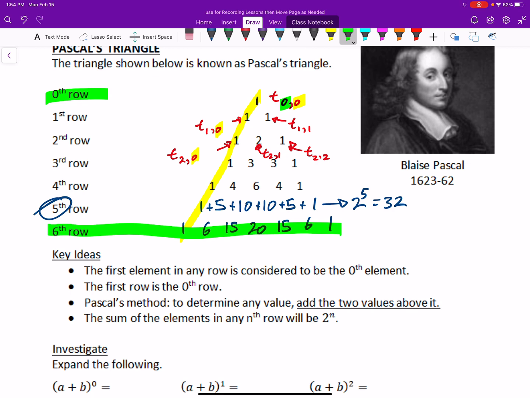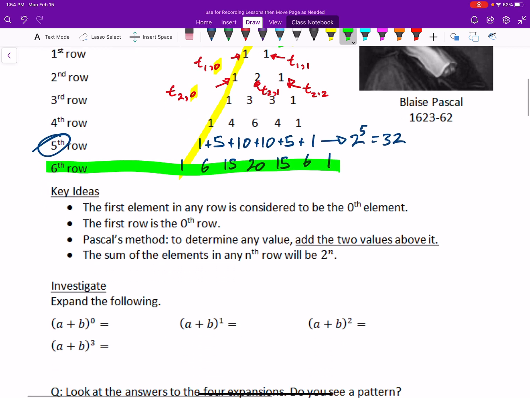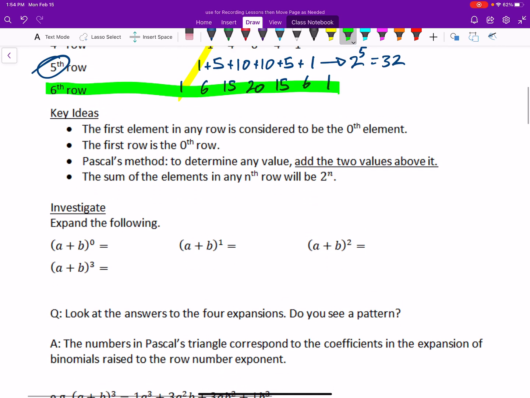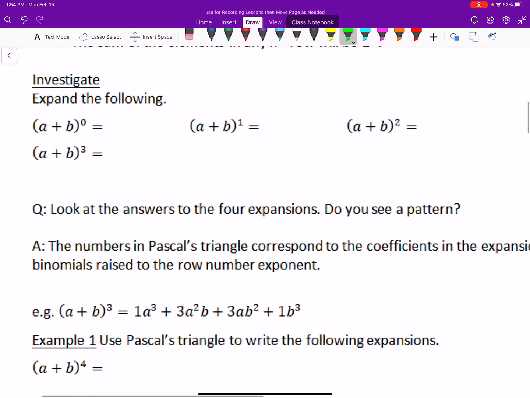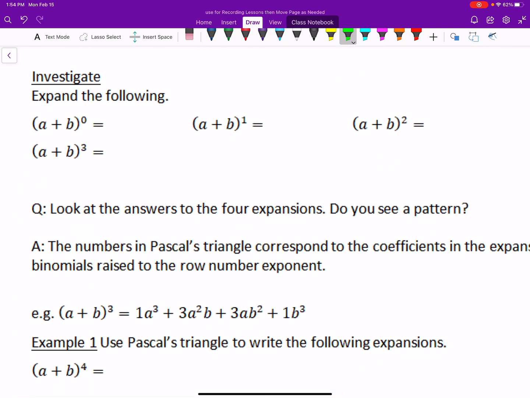So that's Pascal's triangle, just a quick and dirty overview of it. Not getting too much in depth with it, but the basics of it. The reason that we're learning about it is actually so we can use it for something called a binomial expansion. And that's the next part we're looking at here. So we're going to forget about Pascal for a minute and just do a little bit of expanding.